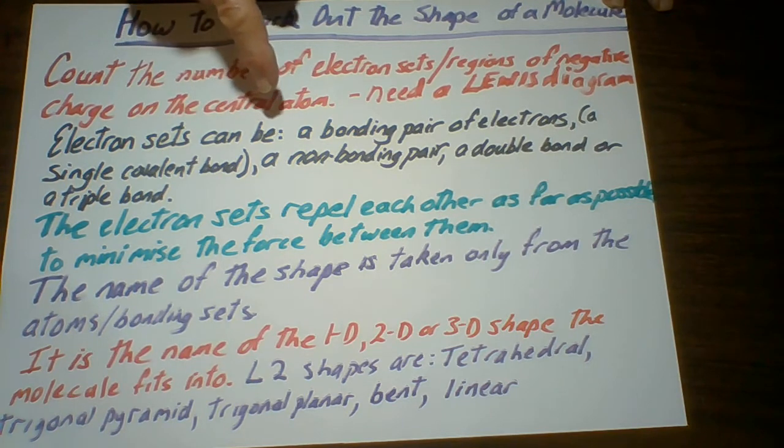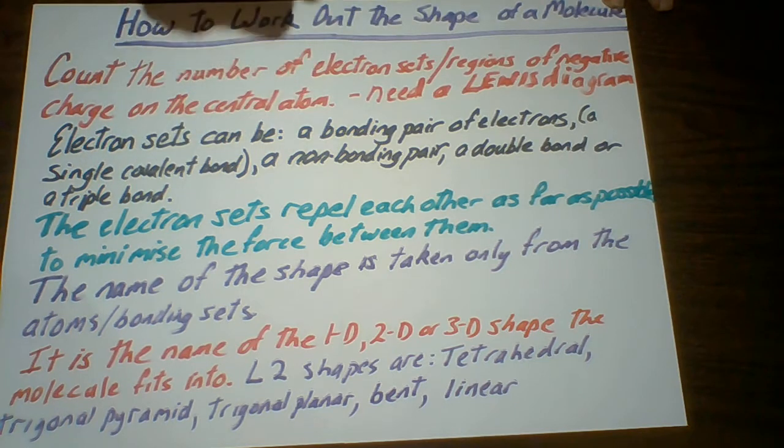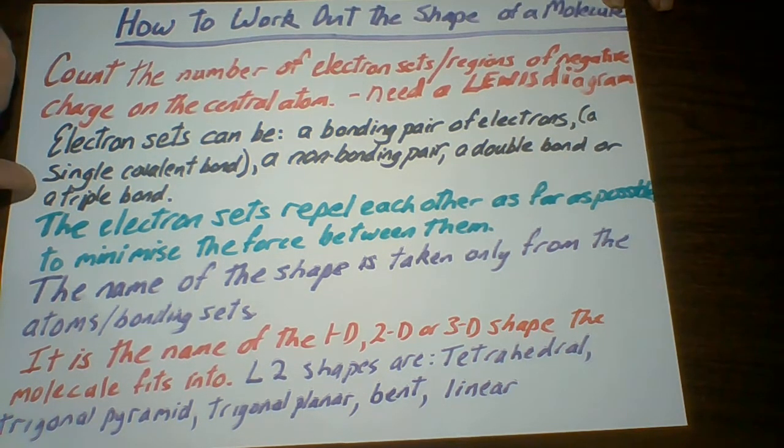Electron sets can be a bonding pair of electrons, that is a single covalent bond, or a non-bonding pair of electrons, a double bond, or a triple bond. Each of those is an electron set, and there's usually more than one of them on a central atom. The electron sets repel each other as far as possible to minimize the force between them. They get as far apart as they can. This usually makes some sort of fairly symmetrical shape.